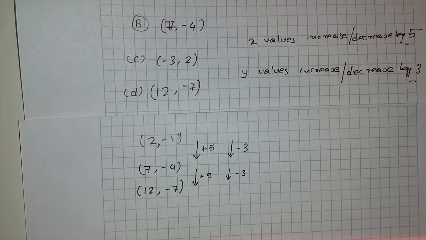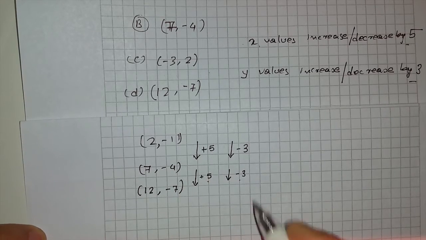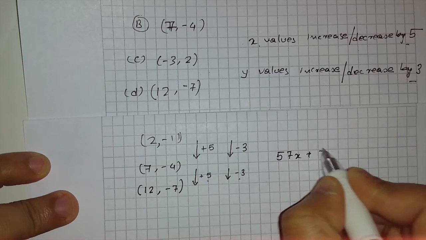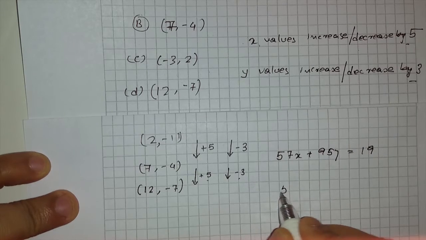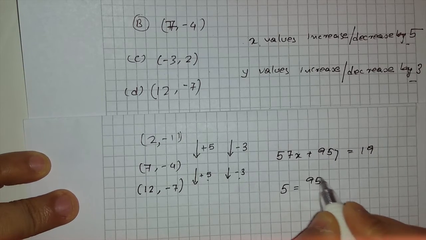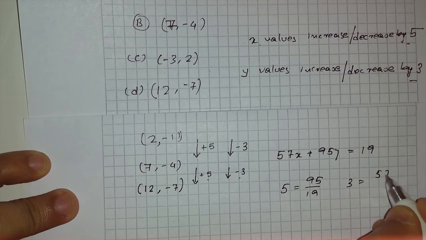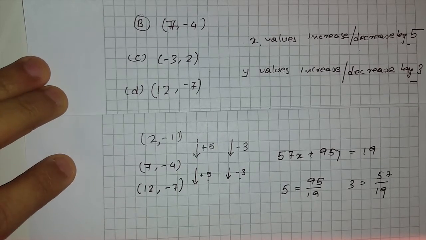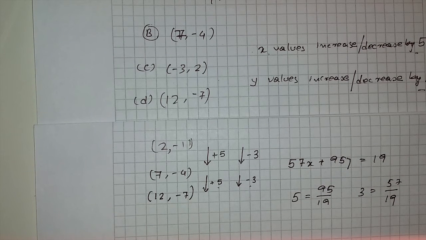Okay, now that thing being cleared, let us try and find out what is 5 and what is 3. In this case our problem was 57x plus 95y equals 19. Now the 5 is actually 95 divided by 19 and the 3 is actually 57 divided by 19. Alright, now taking this into consideration, can we not generalize the solution, that is we get every solution.